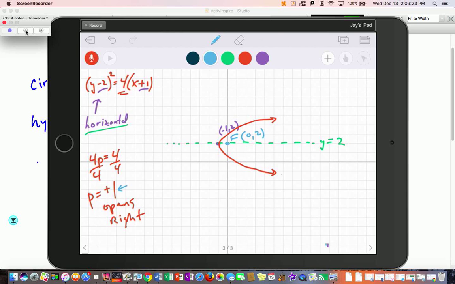And then if you went to the right for the focus, you go to the left for what's called the directrix. And it's this imaginary line. So now go from the vertex backwards 1, and that's where x is negative 2. So that would be your parabola. So I've done 4 examples off that worksheet. You can do the other, I guess, 12 and see how you do.